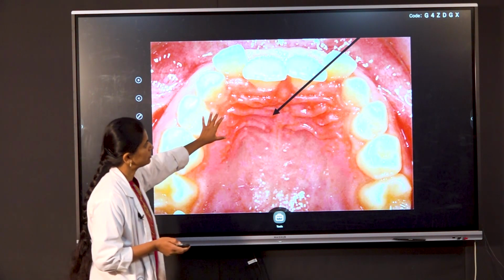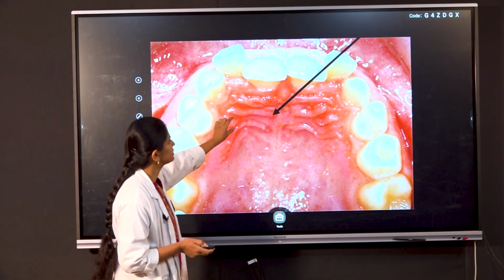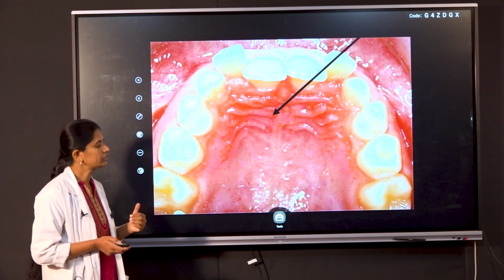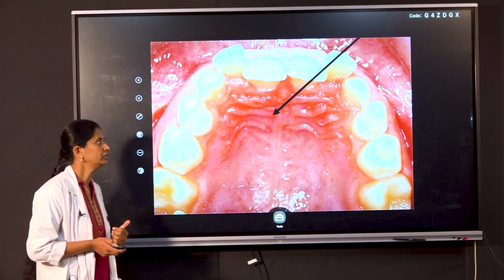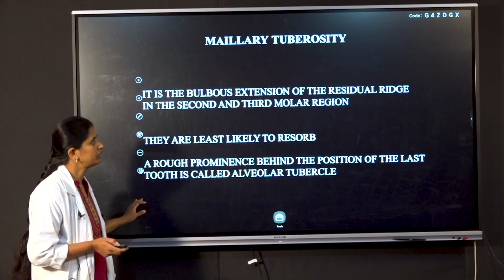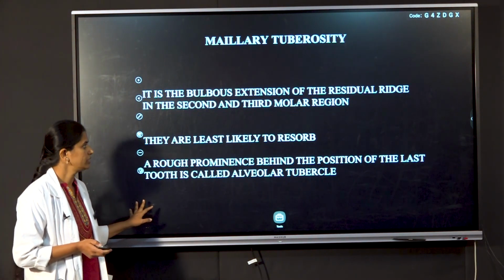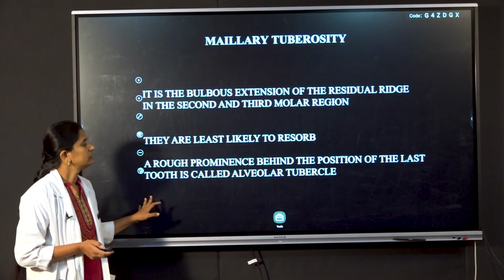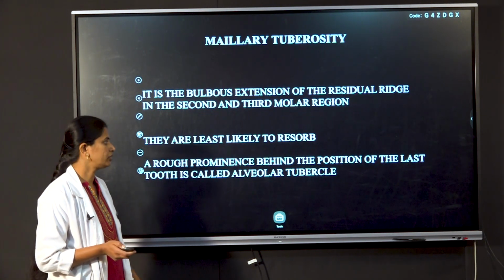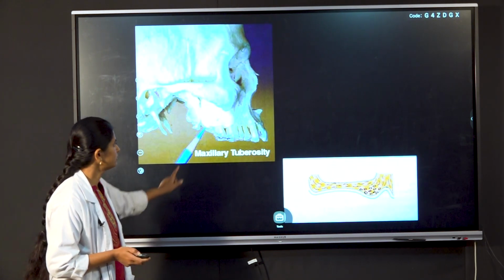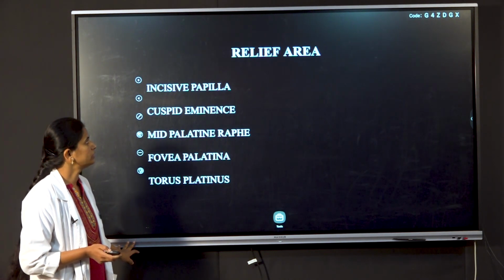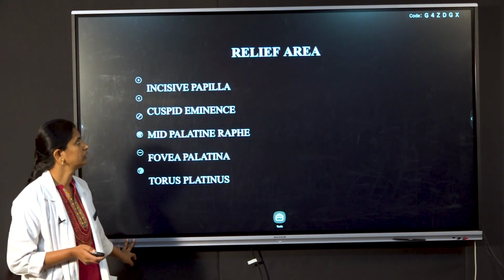And sometimes it is also called a relief area. Why? Because the dense tissue has a rebounding property. So when it is prominent, we need to give relief on the complete denture. Coming to the maxillary tuberosity, it is a bulbous extension of the residual ridge. It is considered a secondary stress-bearing area because it is sometimes covered by loose alveolar tissue. This is the tuberosity.